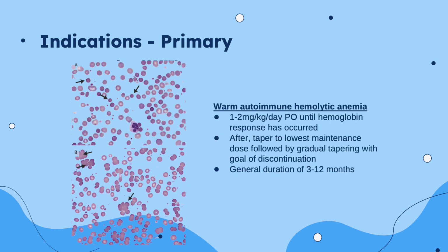For our last primary indication, we have warm autoimmune hemolytic anemia. It is dosed orally 1 to 2 mg per kg per day until a hemoglobin response has occurred.